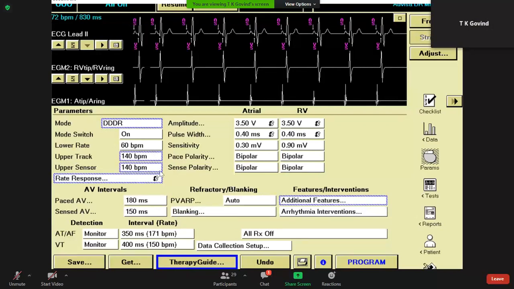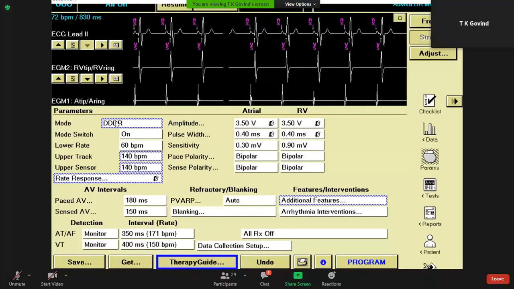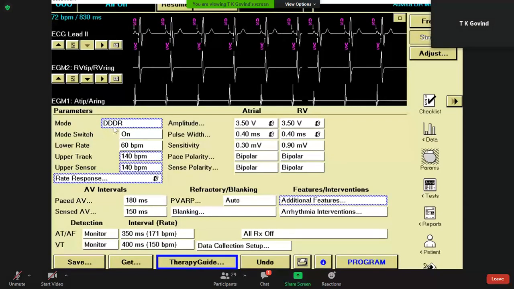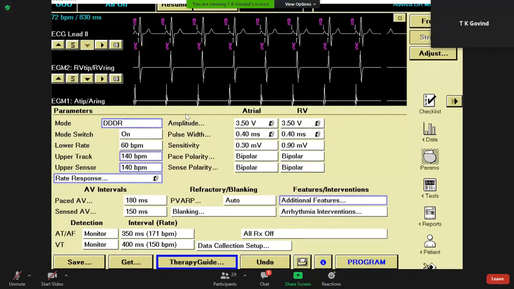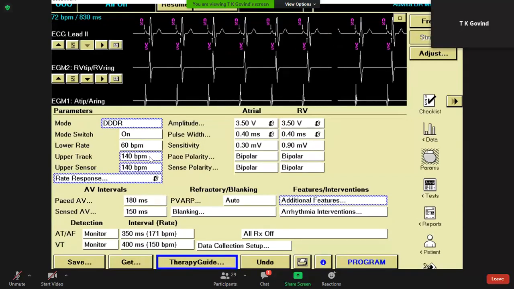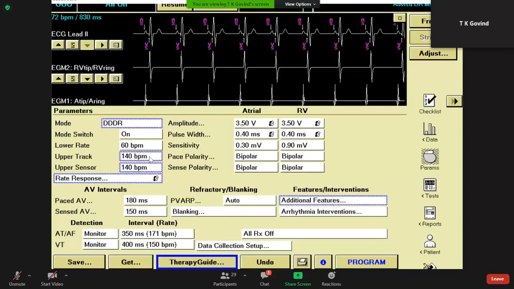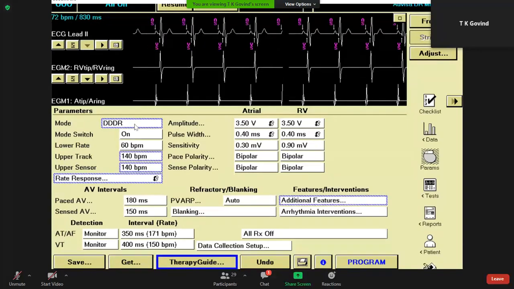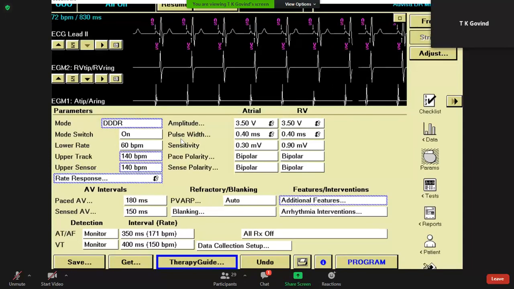So if we program both of these, so long as the patient has a normal sinus node, let's say he is now doing a brisk walk. Then his sinus rate may go to 140 beats per minute, maybe between 130 and 140 beats per minute. Then it will be A sense, V pace that will go on.